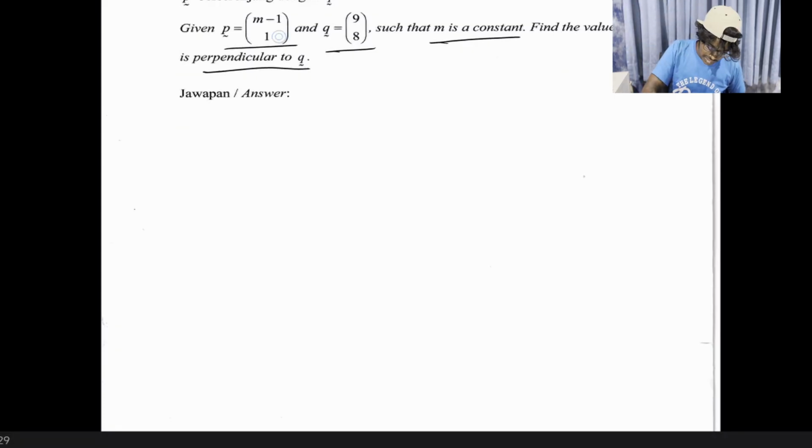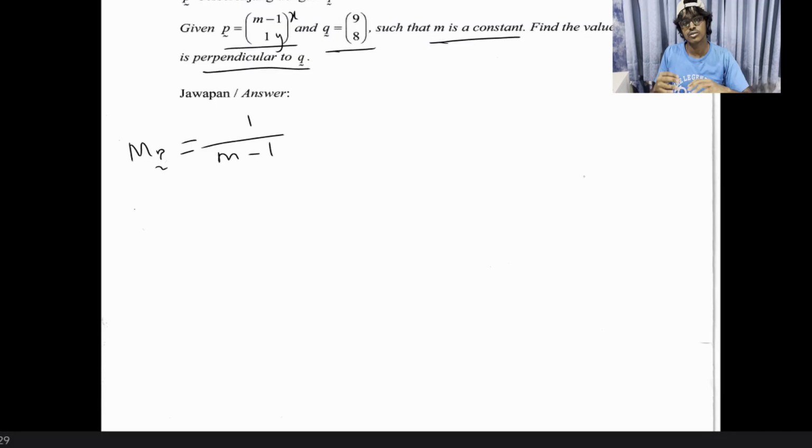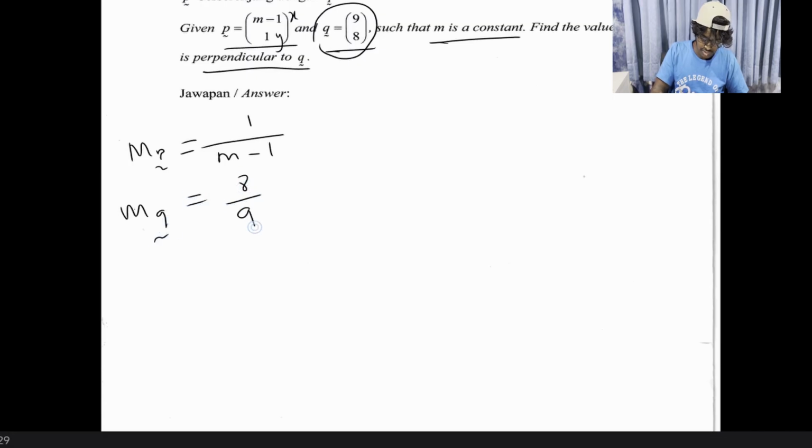So we know that this is y and this is x. So in vector, if you want to find the gradient, we do basically 1 over m minus 1, and we just mark it down as m for p. We just write it down like that so that we know what we are doing. Next, Q's gradient will be 8 over 9. So m for q will be 8 over 9.